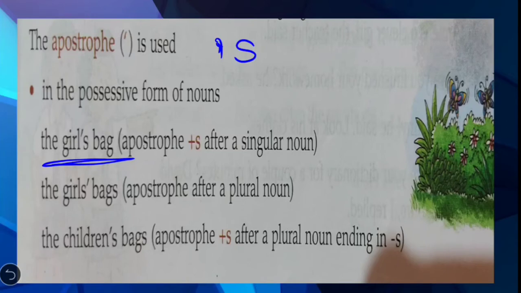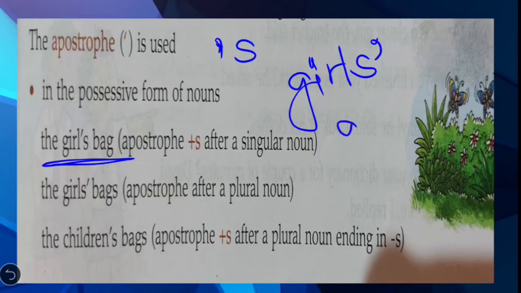The girls' bags. Apostrophe after a plural noun. If there is more than one girl, meaning girls, and all the bags belong to all the girls, then you have to put the apostrophe after S. But if only one girl is there and one bag is there, meaning that bag belongs to one girl, then we put the apostrophe before S, and here, after S.